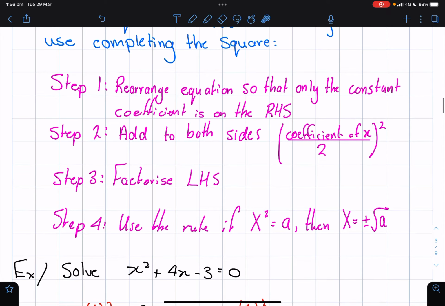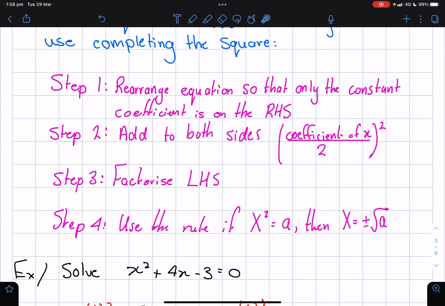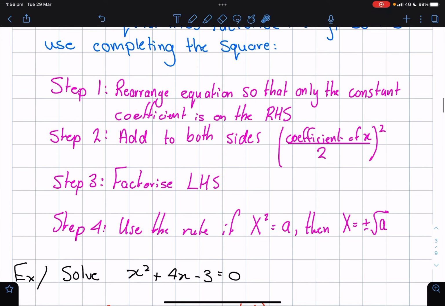So an example of this: x squared plus 4x take 3 equals 0. All right, so we want to solve that for the roots. The trouble is, we've gone through the process of trying to find numbers that sum to 4 but multiply to -3. We've tried factorizing in other ways. Can't quite do it. We don't have our calculator on us. So what we're going to have to do is complete the square.